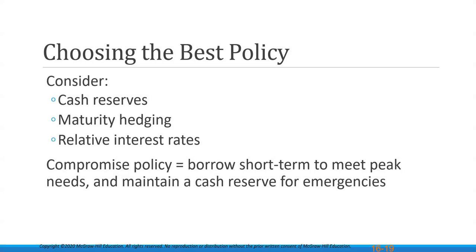So when we're trying to choose the best policy, we need to think how much we want in cash reserves. What do we want to have available in cash reserves? The maturity hedging is the decision between like using short-term debt to finance long-term assets or using long-term debt to finance short-term assets. So we want to hedge against those opposite maturity. We don't want to find ourselves in a position where we're using long-term debt to finance short-term or current assets.